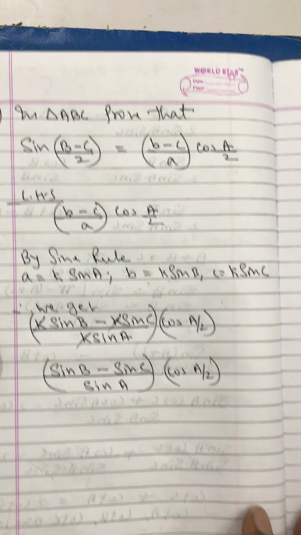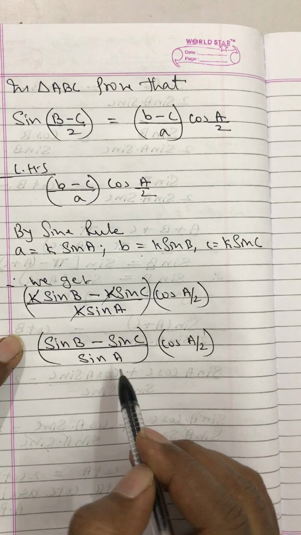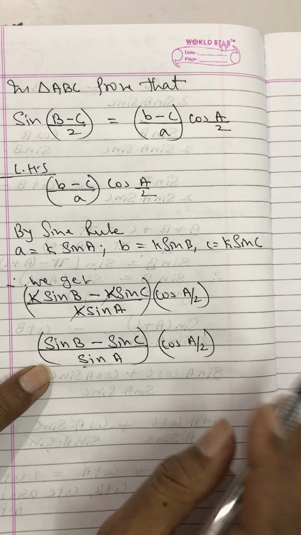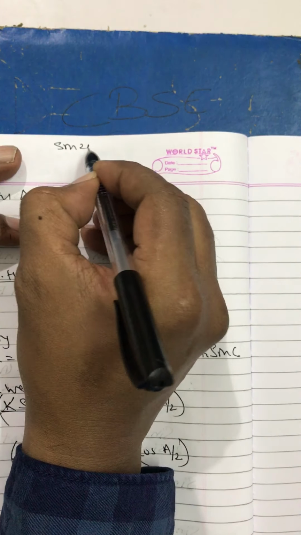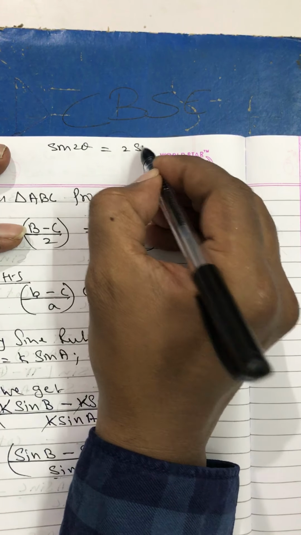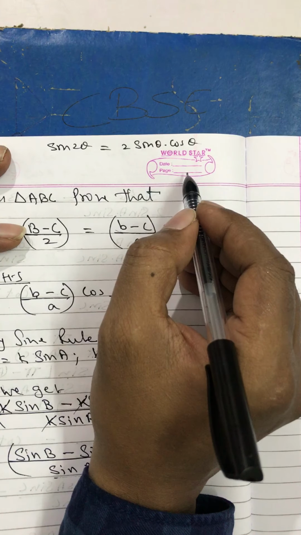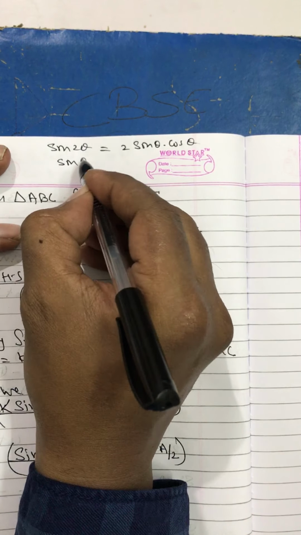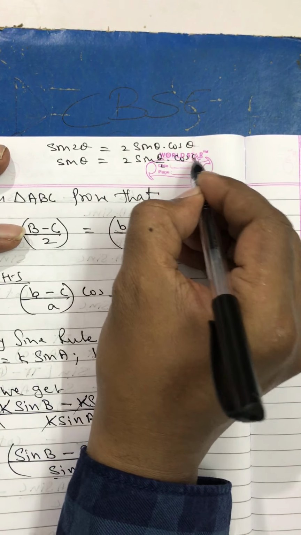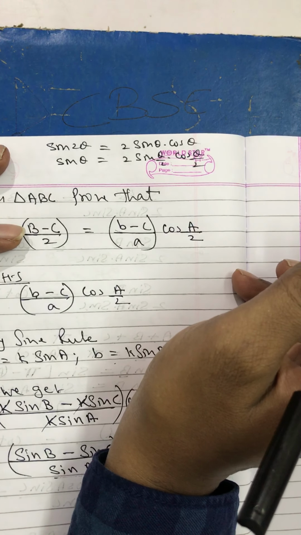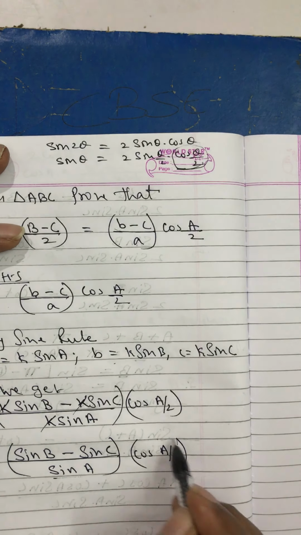Fine. Now what next? For sin B minus sin C we have to apply the expansion formula, and then see my dear students, sin A is basically sin theta. So you know by now sin 2 theta is basically what? 2 sin theta cos theta. So by half angle formulas we have sin theta is equal to 2 sin theta by 2 into cos theta by 2. This we will be having. Why am I taking this? Because this cos theta by 2 will get cancelled with this cos A by 2.